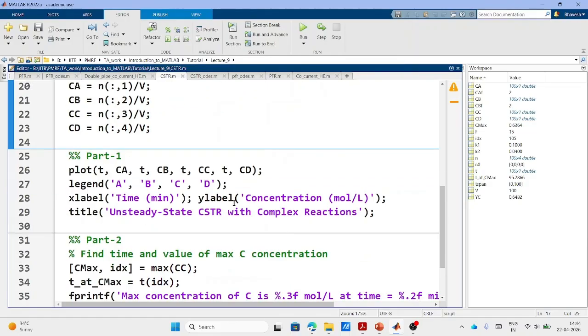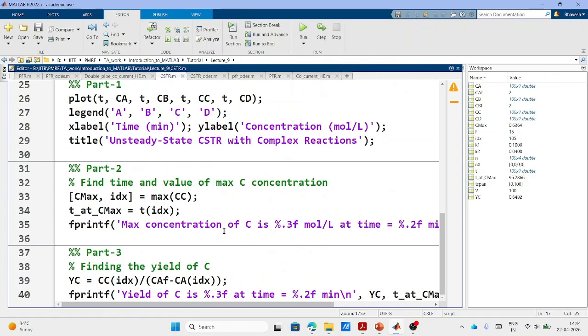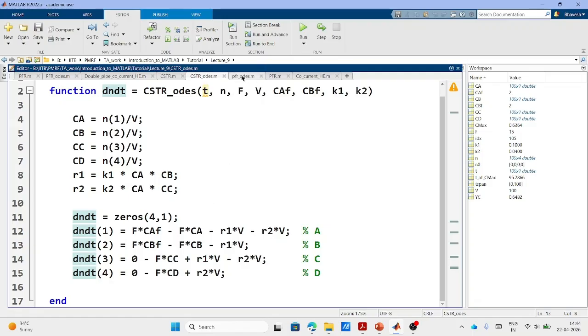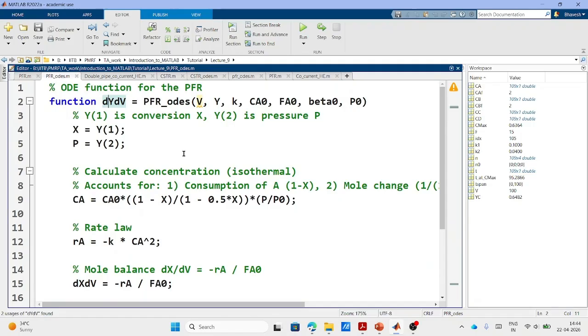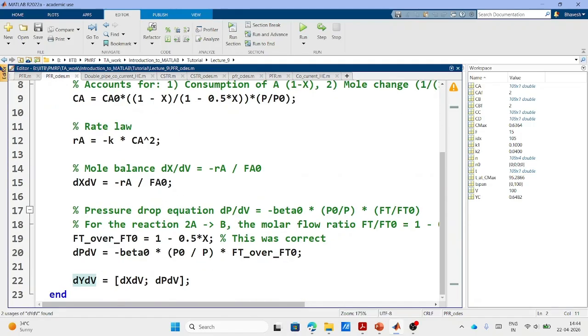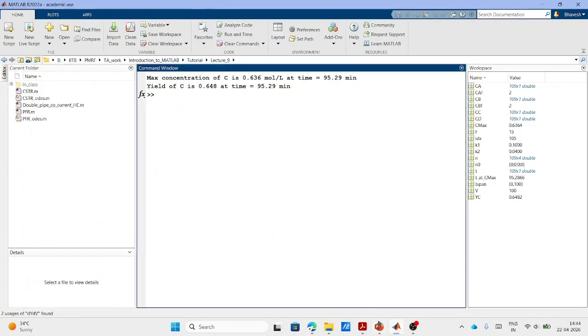Do look into it. You can directly do it, or you can just refer to this code also. But try it out on your own and see how you get your answers. I will update you on this, and that's it. So this is it for today's class. The PFR ODE issue, I will look into that and update you.